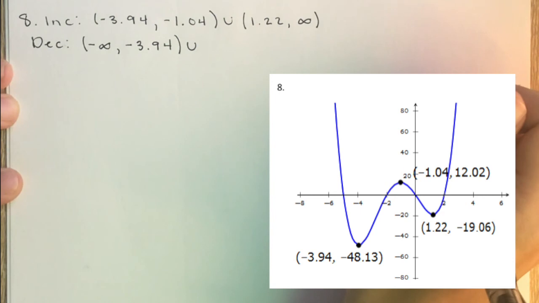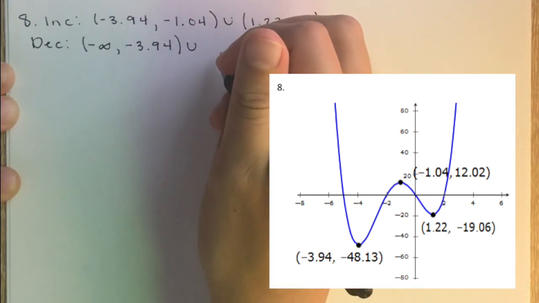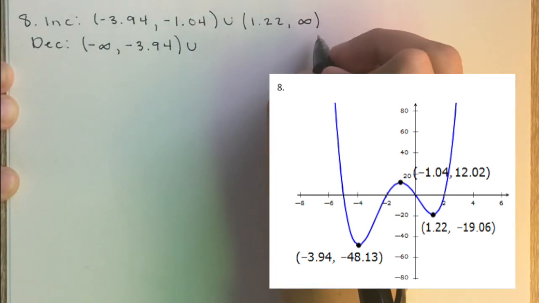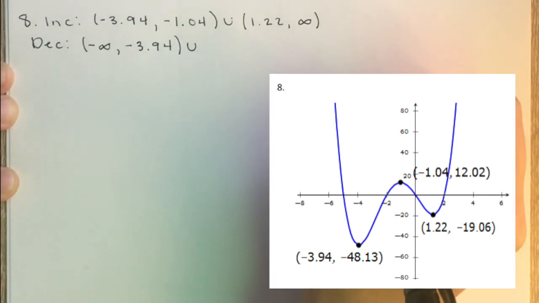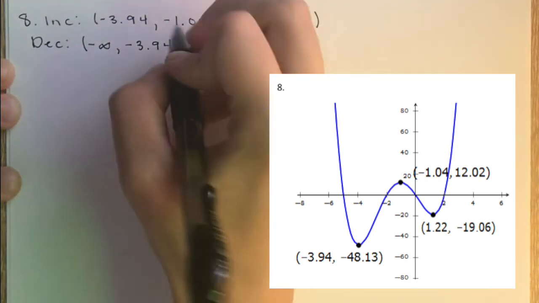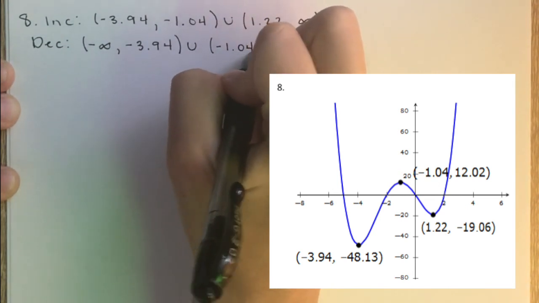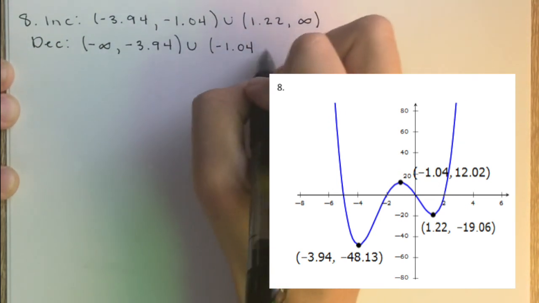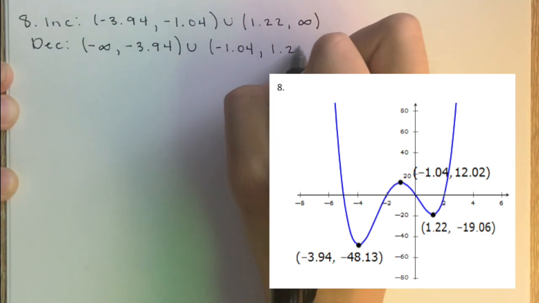Then we have that second chunk, so we want to draw the union. We start at that peak, and we're going to that second lowest valley, right? So we're starting at the x value, negative 1.04, and continuing all the way to that point, 1.22.